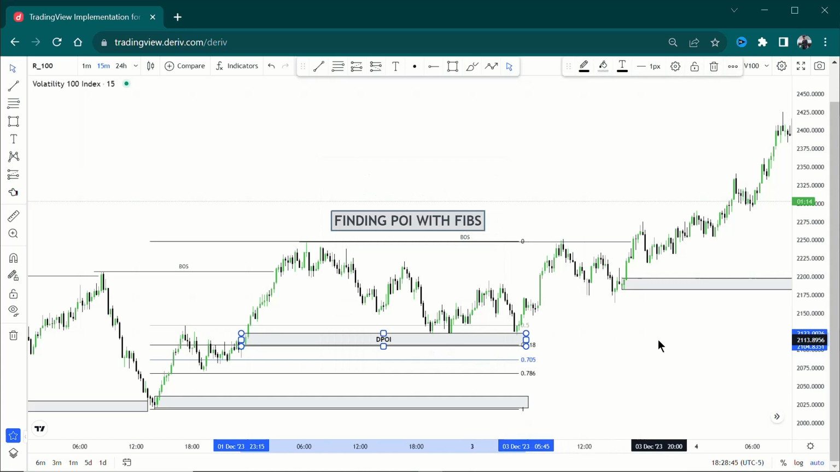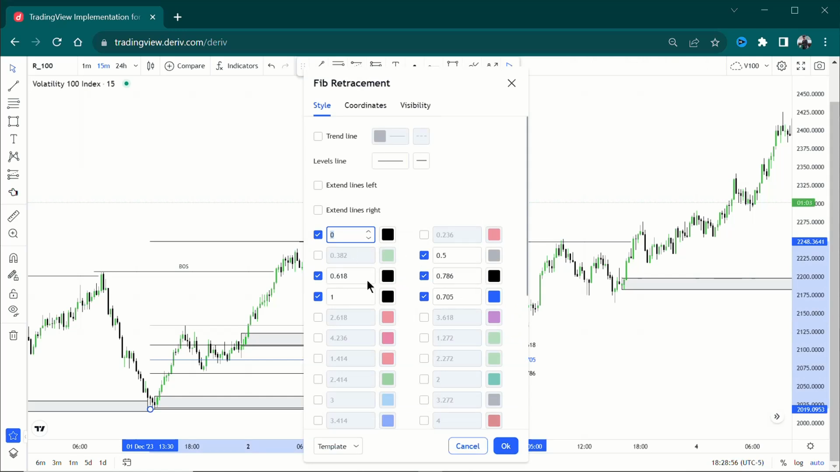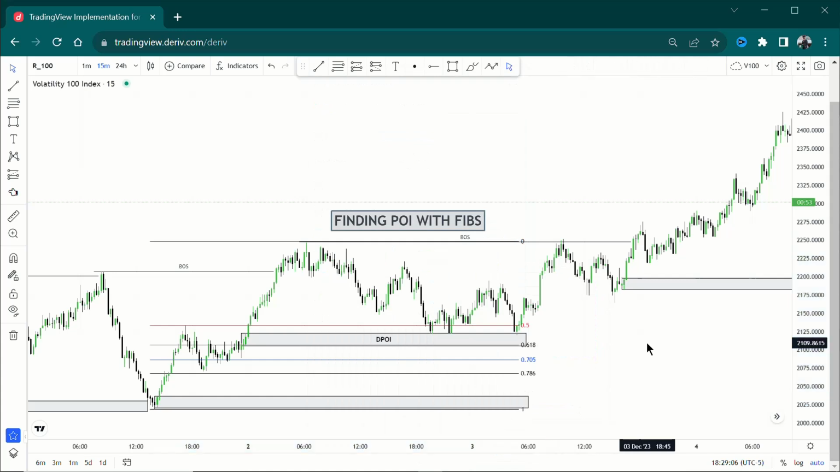This was a decision of POI. This is where the market reacted to. Now you can clearly see here. Let me make this darker. Let me just make it red. Okay, so you can clearly see on 0.5 here. Even the decision of POI was below 0.5. It was already in a discount.